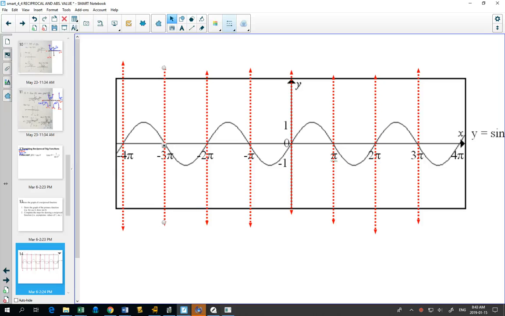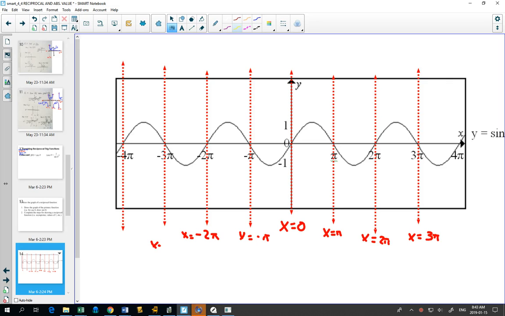There we go. Okay. And then underneath you can label them x equals 0, x equals pi, x equals 2 pi, x equals 3 pi, negative pi, x equals negative 2 pi, x equals negative 3 pi, x equals negative 4 pi. Perfect.